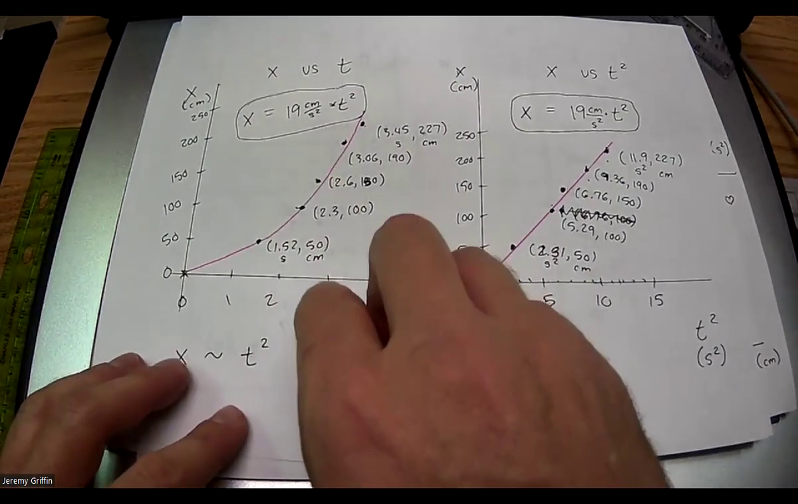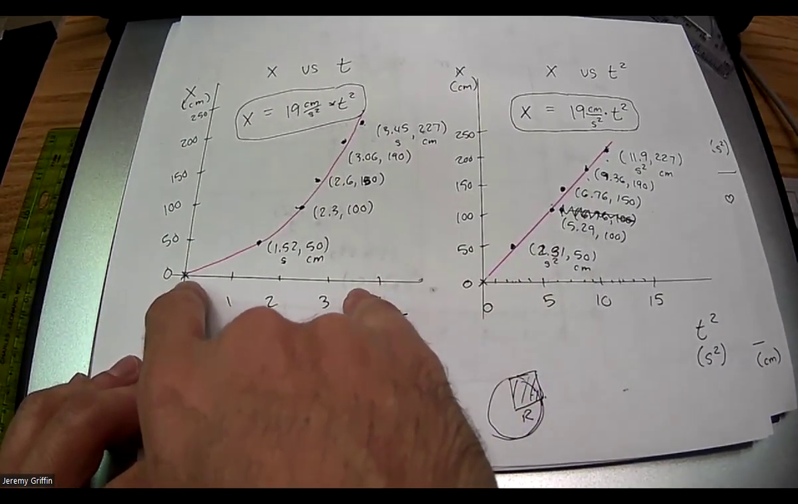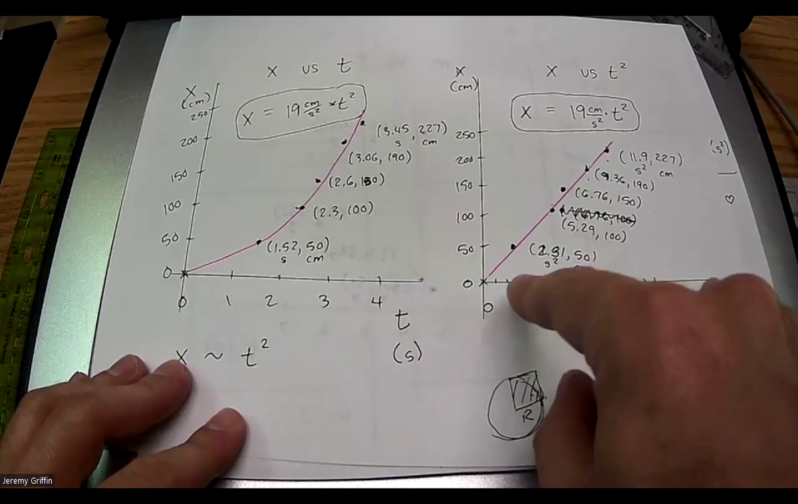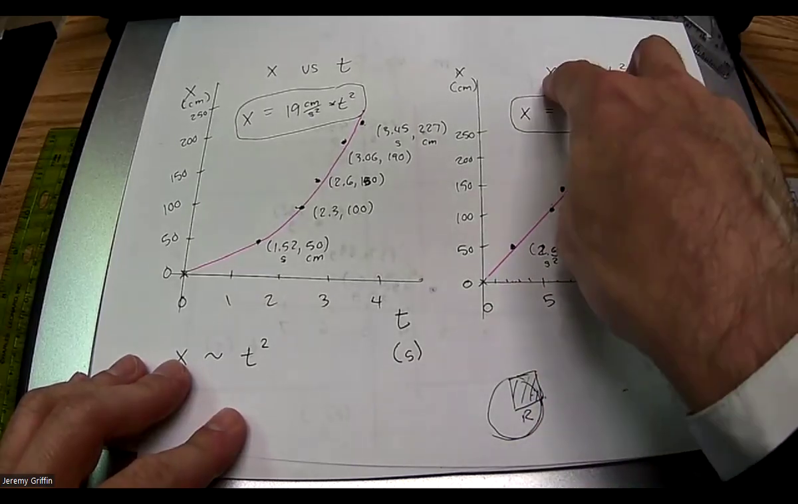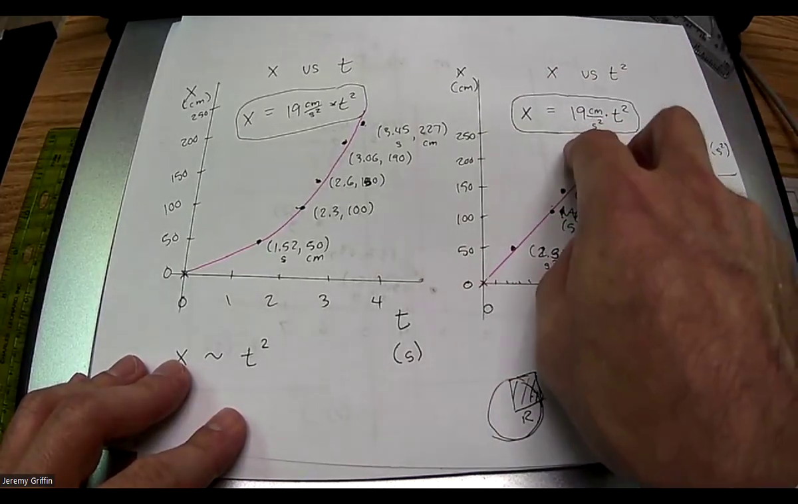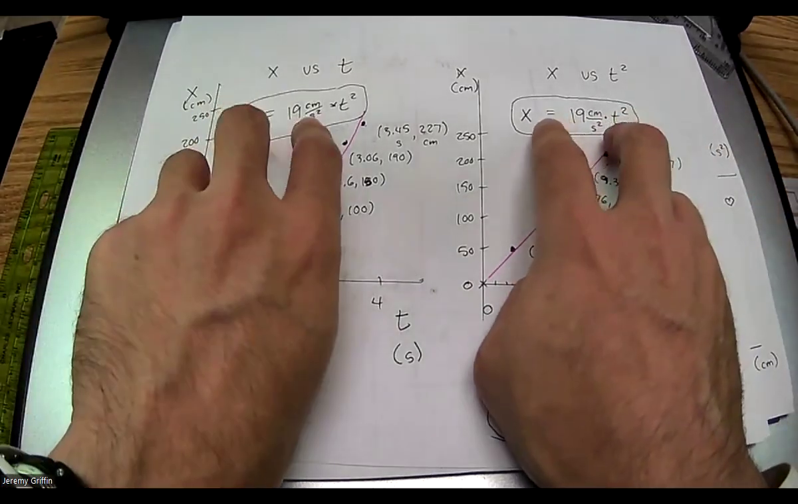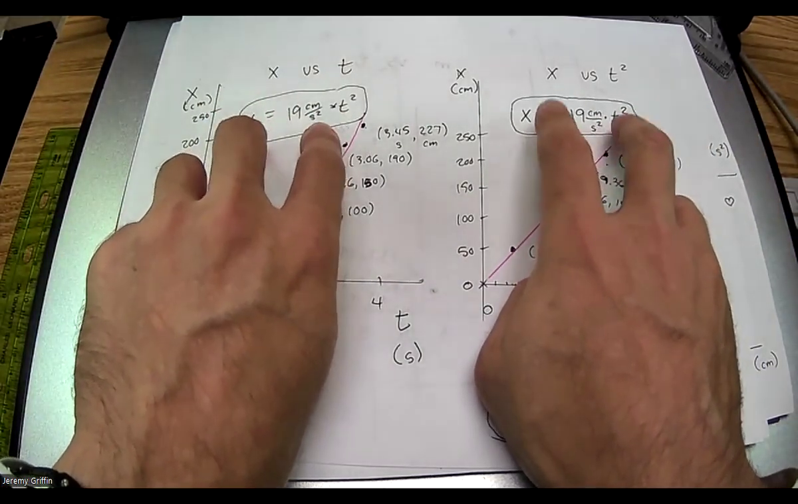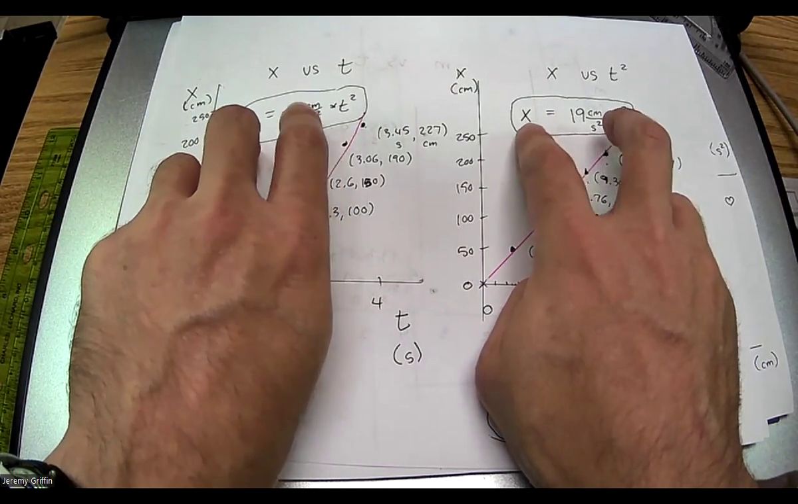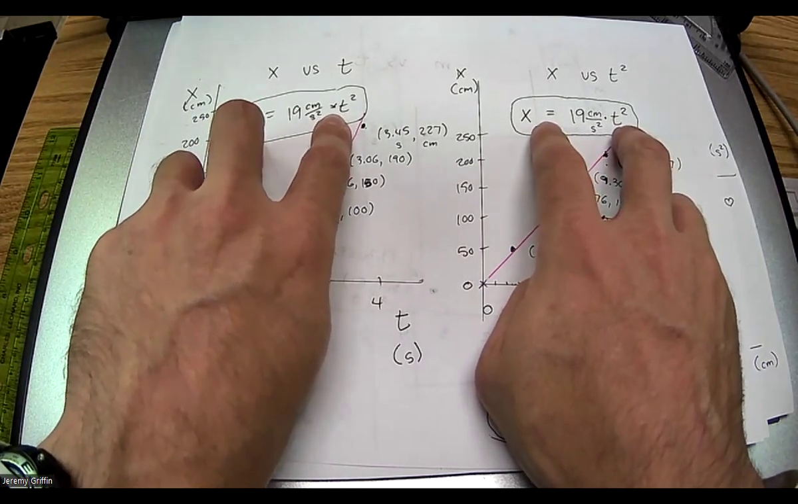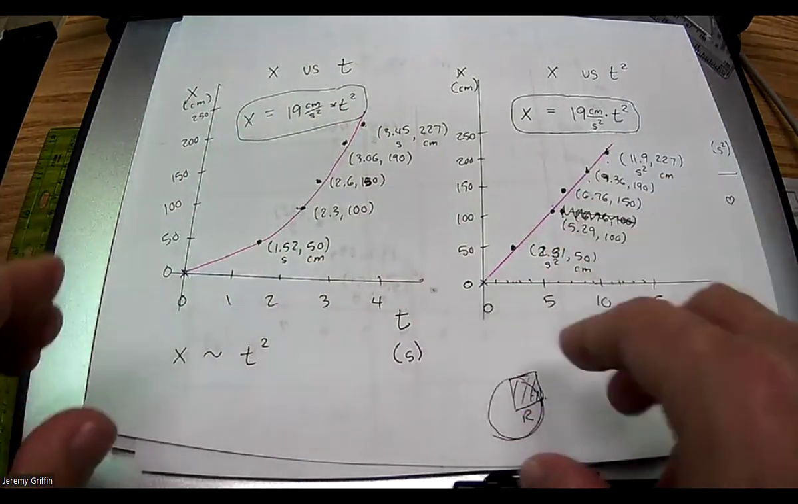We did this little linearization trick: if we suspected a parabola, we can square the time, put that on a new axis, and then do x versus t squared. That did linearize, and then we could get the slope and come up with an equation. Oh look, guys, it's the same equation. X is something times time squared. Interesting, right?